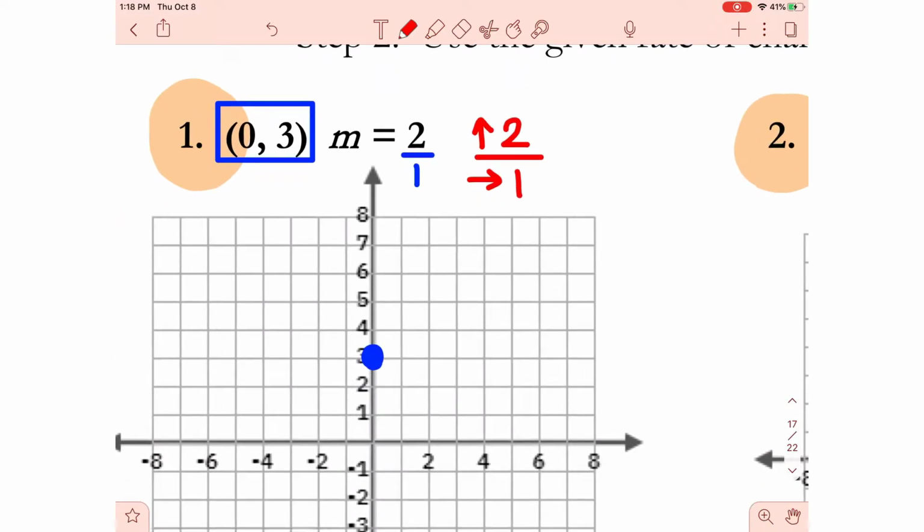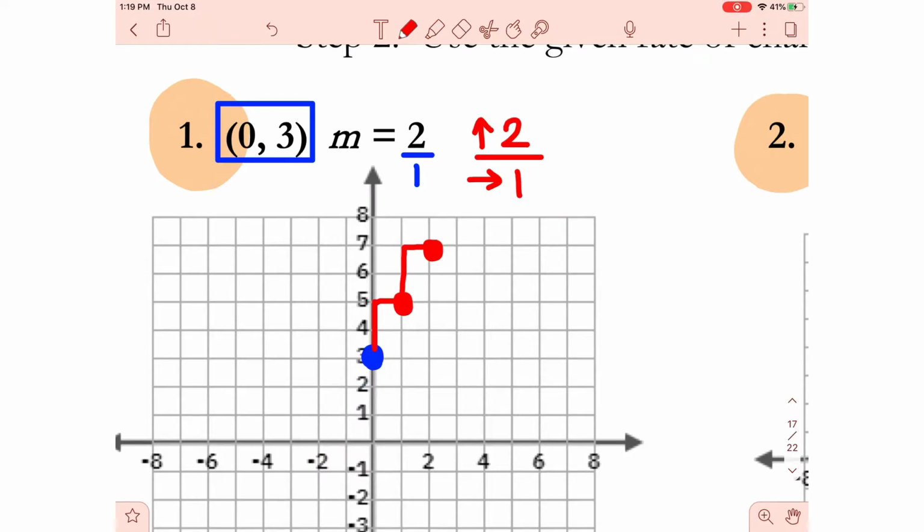So from the point that I plotted, I'm going to generate a staircase, and then I'm eventually going to connect the dots to make a line. It goes like this. From the point, I go up 2, right 1, and I put a new dot. Up 2, right 1, put a new dot. Now I can't go up 2, it'll be off the graph. So another thing I can do, recognizing that this line is going to go, when I connect the dots, it's going to go like this.